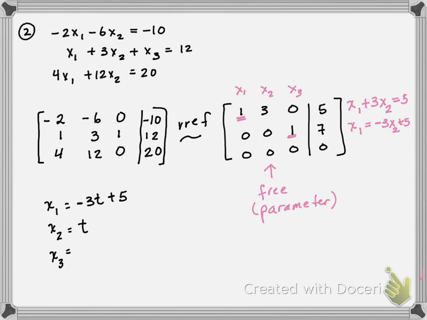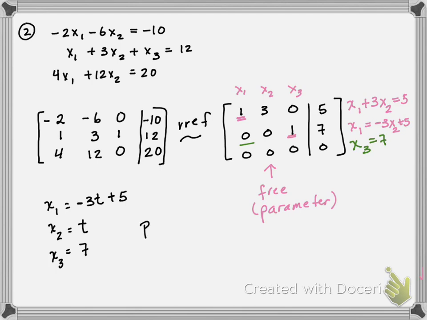And now finally, what is x3? The second row tells us what x3 is. 0x1 plus 0x2, 1x3 equals 7. So x3 is always 7. So notice, x3 is always 7, x2 is whatever number you choose, but this choice of x2 determines what your x1 is going to be.